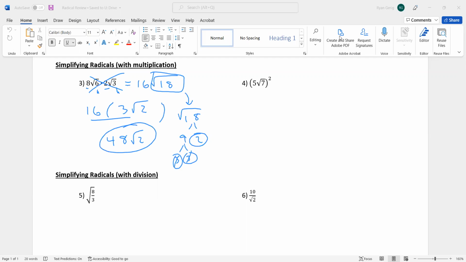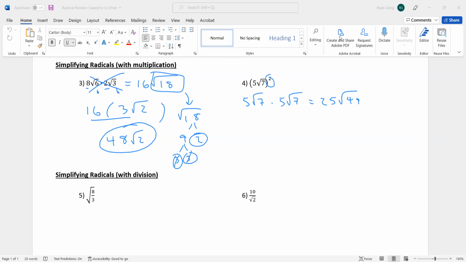Okay. The next one, a lot of people get confused by this one. If you type it in the calculator incorrectly, you'll probably get 35. 35 is not the answer here. Keep in mind what squared means. It means 5 radical 7 times itself. So 5 radical 7 times 5 radical 7. If I multiply those together, I get 25 radical 49.